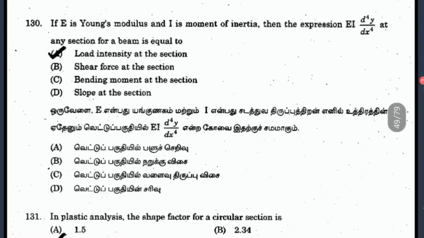130. If E is the Young's modulus and I is the moment of inertia, then the expression EI d power 4 y by dx power 4, the fourth derivative, is what? It's the load intensity at the section. This also we have already studied in strength of materials. If it is dy by dx alone, it is the slope. If it is d square y by dx square into EI, it is your moment. And if it is in terms of d cube, it is your shear force. So when the fourth derivative comes, we can tell it as the load intensity. Thank you and keep watching.